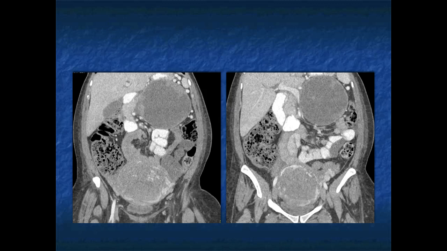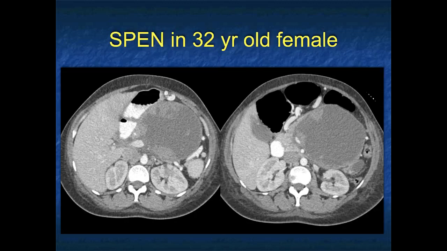IPMN, unlikely. I got to go, if the patient's under 20, then I'm going SPEN. 40s, I'm going MCN, and this was a SPEN in a 32. SPENs are typically teenage years, but we've seen them up to the 60s. So you never know. And that's the end.